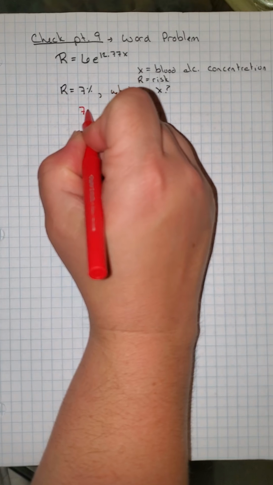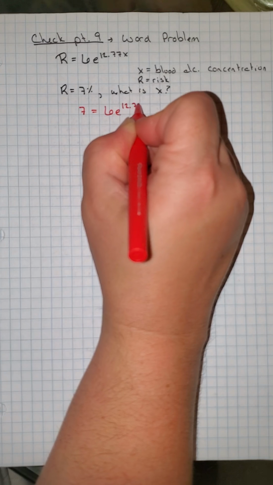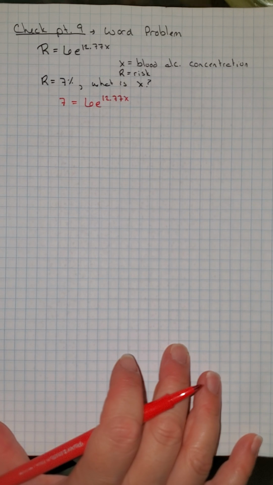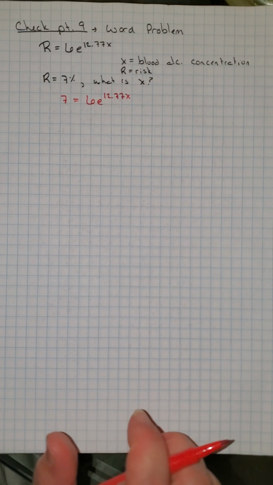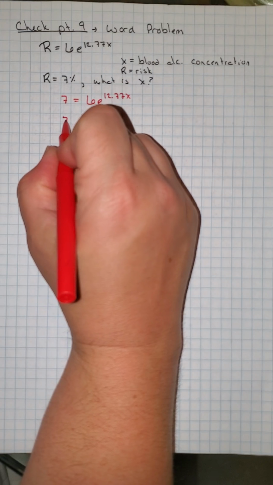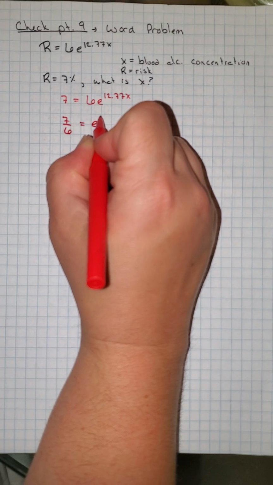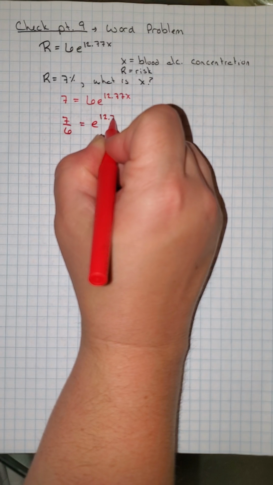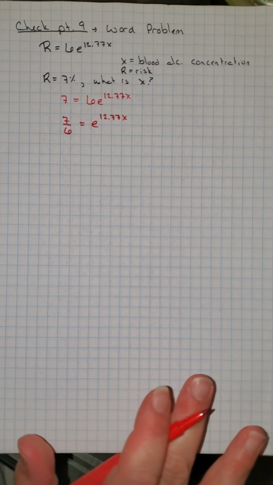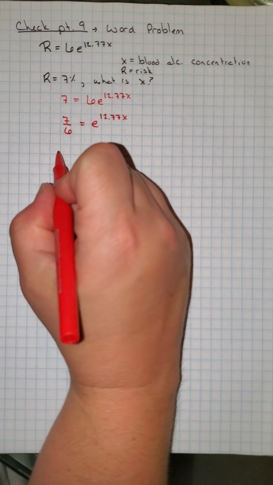So 7 equals 6e to the 12.77x, and X is what we're solving for, and X is up in the air, which means we're going to have to be using logs to solve this. You got to move the 6 first, don't forget. People forget that all the time. So 7 divided by 6 equals e to the 12.77x. I have an e as my base that is now alone. So I'm going to take the natural log of both sides.